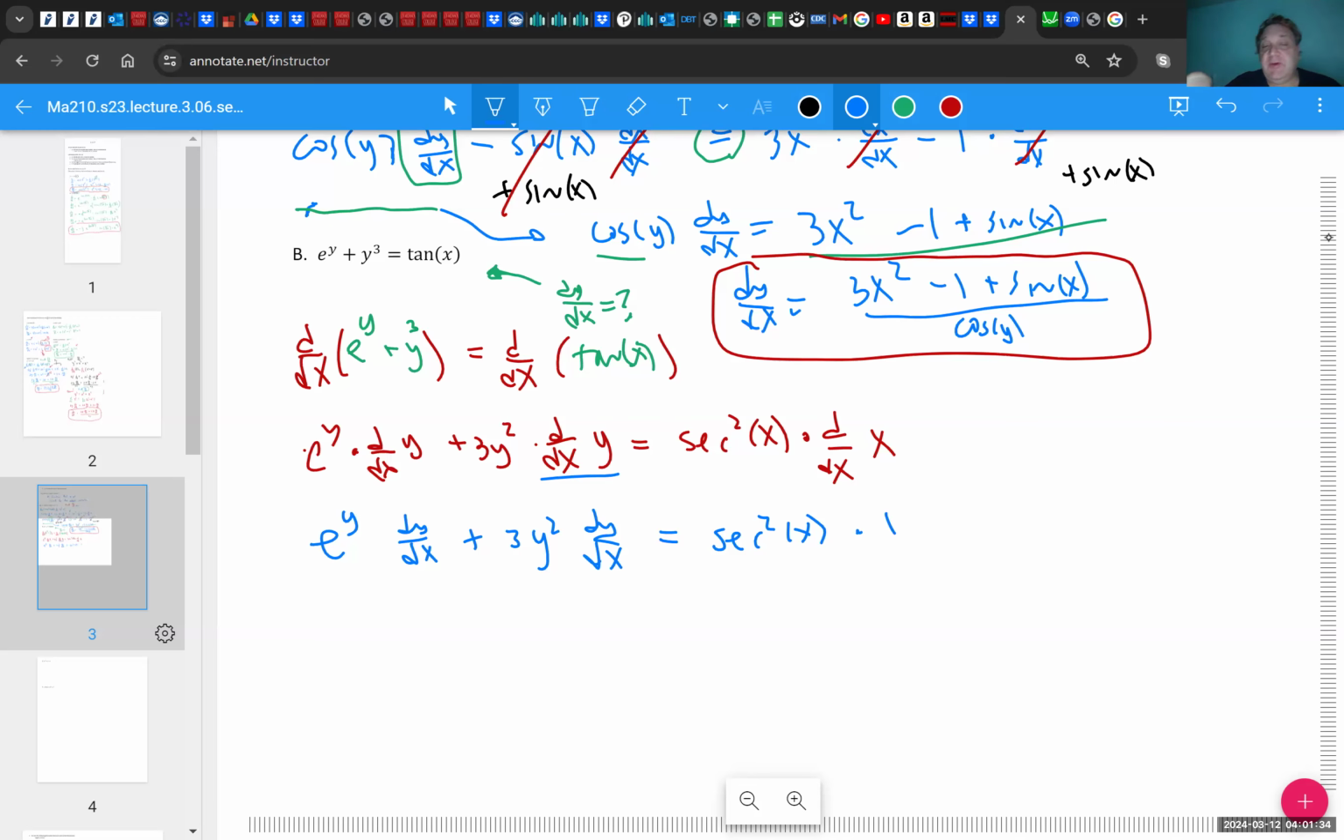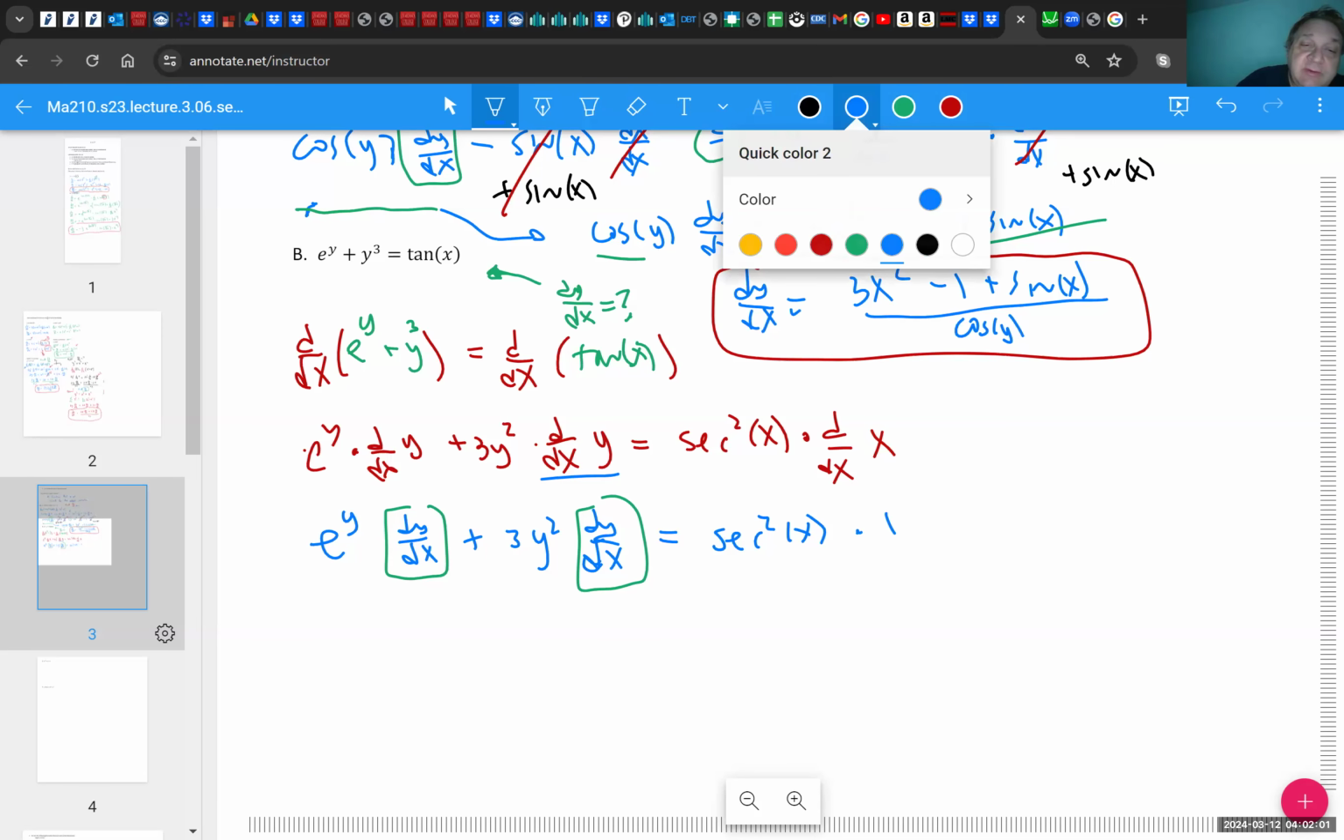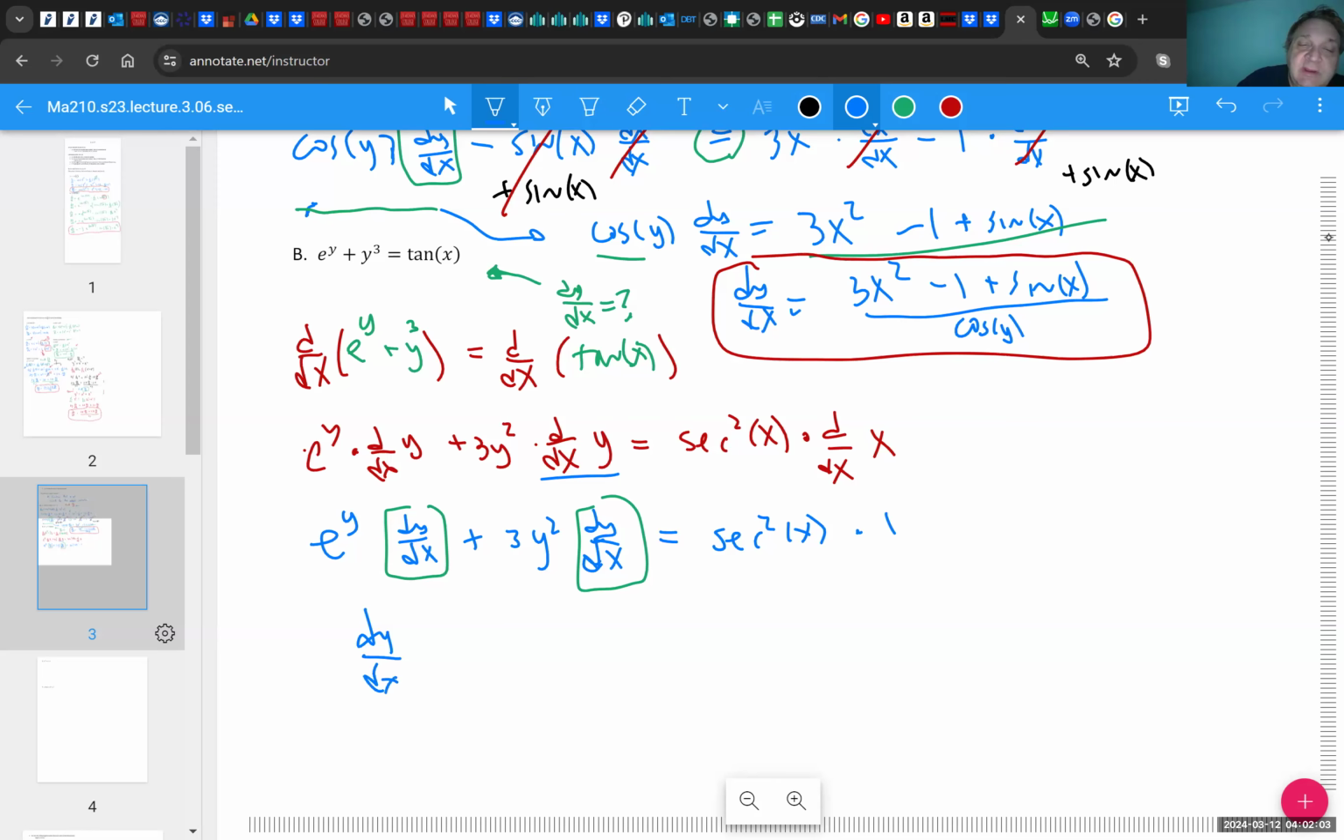All right, I want to solve for dy/dx. dy/dx is here, and it is also here. There's two dy/dx's. So when you have multiple copies of the object you're looking for, you need to gather those together. They're both already on the same side of the equal sign, on the left-hand side, but they have different coefficients. And so the standard method, there are different ways of doing it, but the standard method is just to factor. So I factor out a dy/dx, and then here I have e to the y left over, and I have 3y squared left over. The right-hand side is just going to be secant squared x.